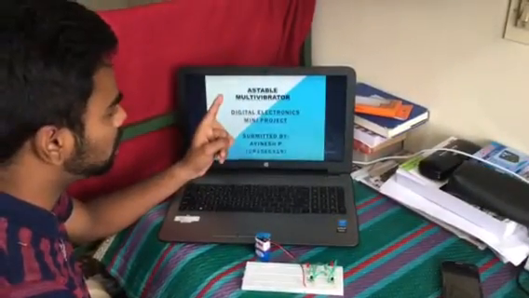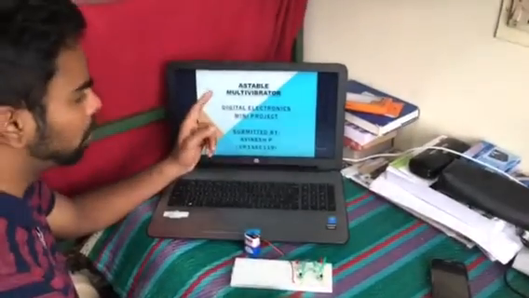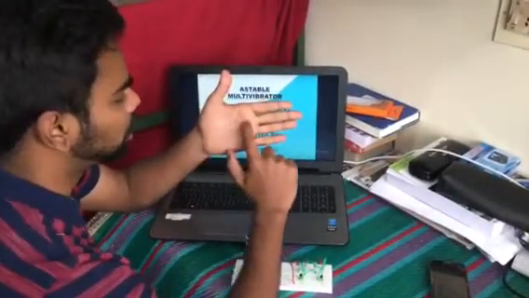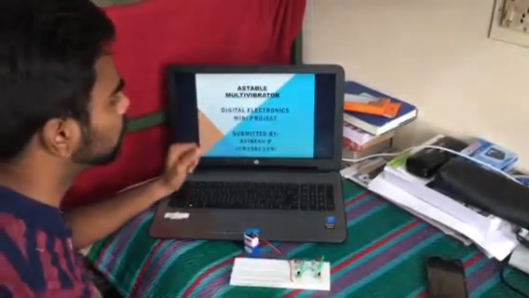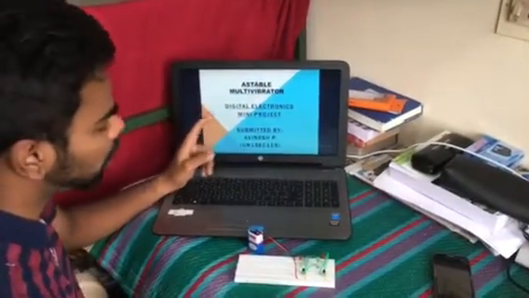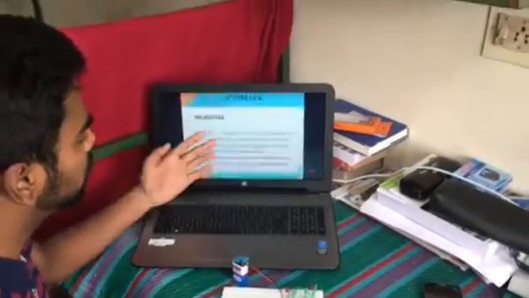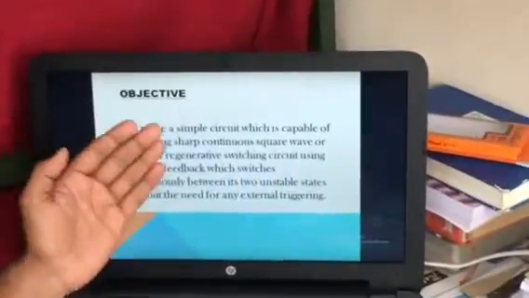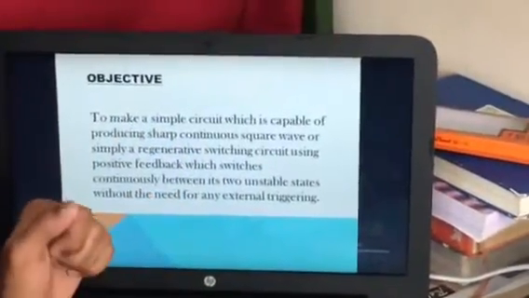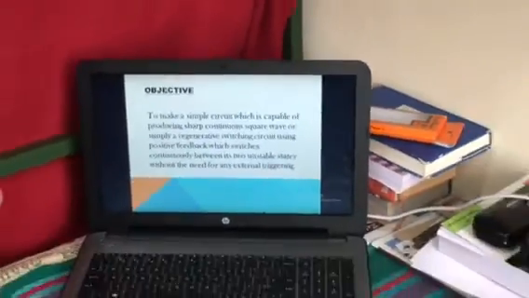So it is basically to get a square wave at the output. Square wave means we get a 0, we get a 1, we get a 0. Similarly it goes on. So I'm going to show what I'm using in my project. The objective of this project is basically, as I told you, to produce sharp continuous square waves. Okay, so I'll tell you what are the components that I'm using for my project.